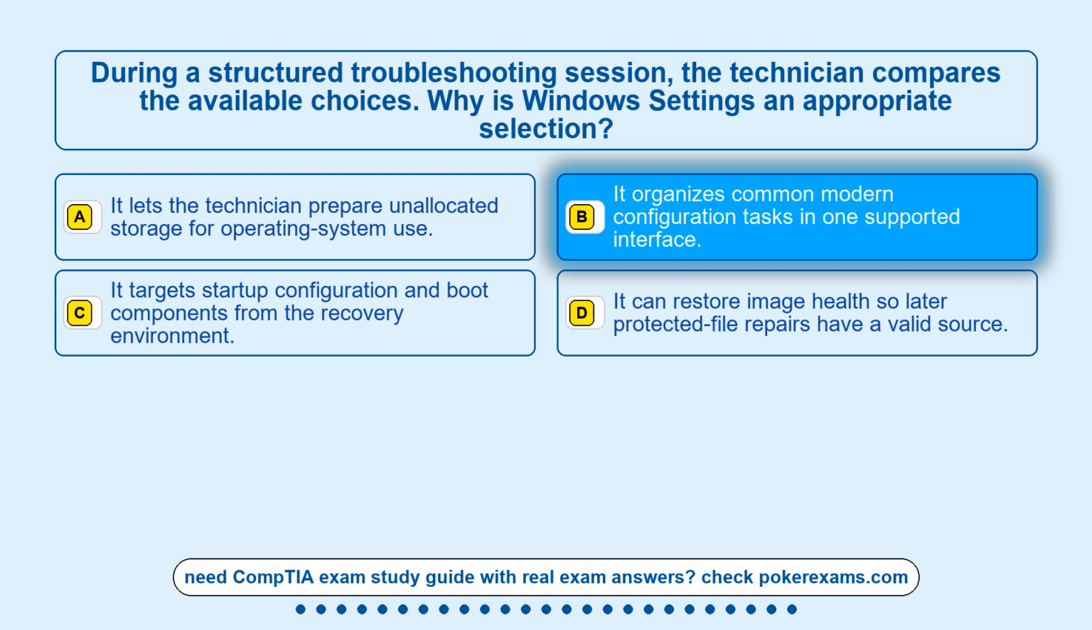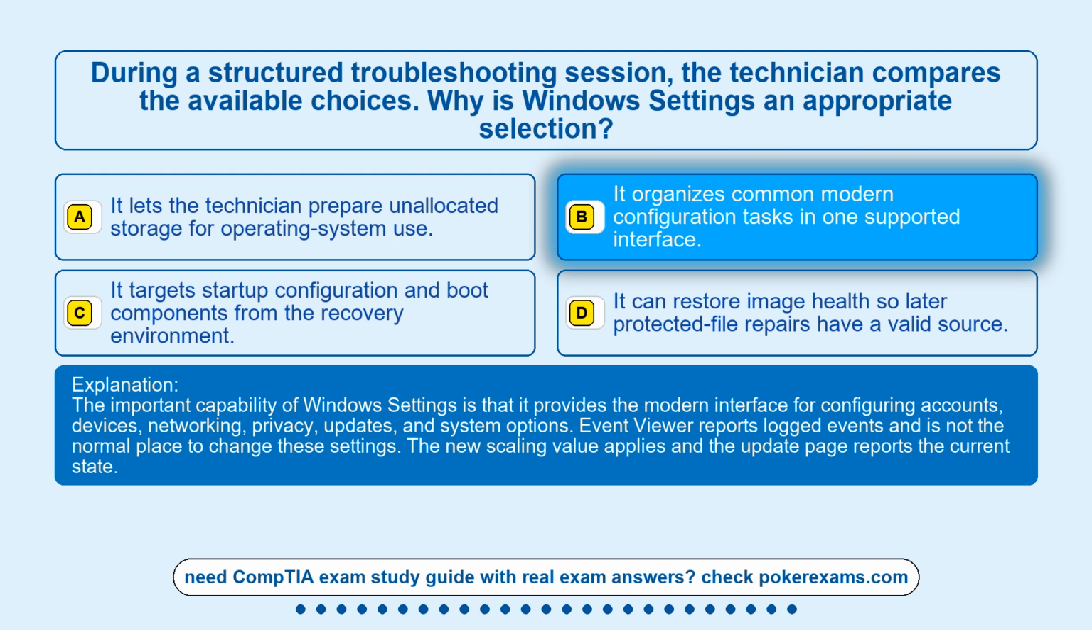The correct answer is option B. It organizes common modern configuration tasks in one supported interface. The important capability of Windows settings is that it provides the modern interface for configuring accounts, devices, networking, privacy, updates, and system options. Event Viewer reports logged events and is not the normal place to change these settings. The new scaling value applies and the update page reports the current state.